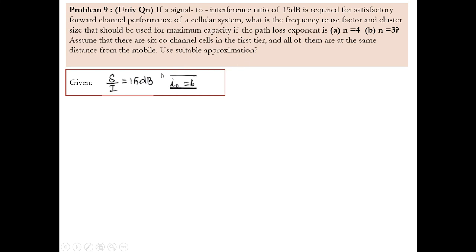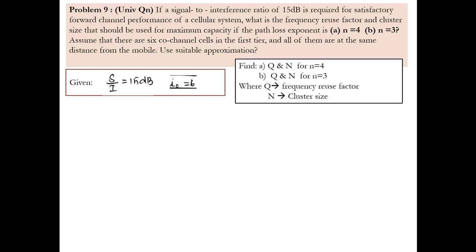So let's write down the given values first. The signal to interference ratio is given as 15 dB and they have mentioned that there are 6 co-channel cells in the first tier. That means the interfering co-channel cells I0 is equal to 6. And they have asked us to find Q and N for two cases, for the path loss exponent 4 and for the path loss exponent 3. Here Q is called the frequency reuse factor and N is the cluster size. In the previous video I have told you clearly what is Q and what is N. If any doubt in that, you can refer to it to understand the frequency reuse factor and the cluster size. So now let's proceed with the solution.